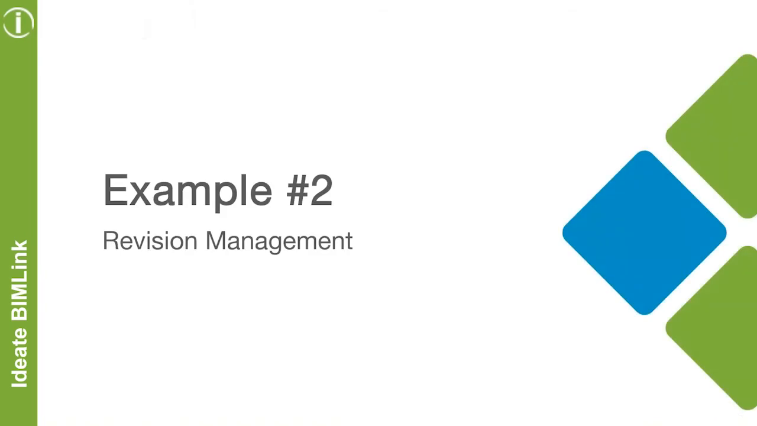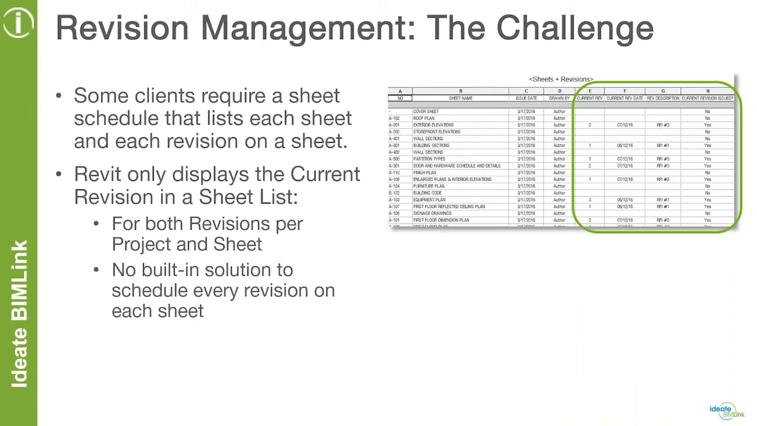So another example that I like to show is revision management. And Ideate BIMLink has a really nice workflow in regards to revision management. So the way that Revit works is that you can basically have a sheet, and you can have multiple revisions on that sheet. But when you do a revision schedule in Revit, it's only showing you the last or the current revision. So a lot of times people need to have not only the current revision, but multiple revisions as they go back in time, right? So there's no built-in solution to schedule every revision on each sheet. It's just not able to be done in Revit.